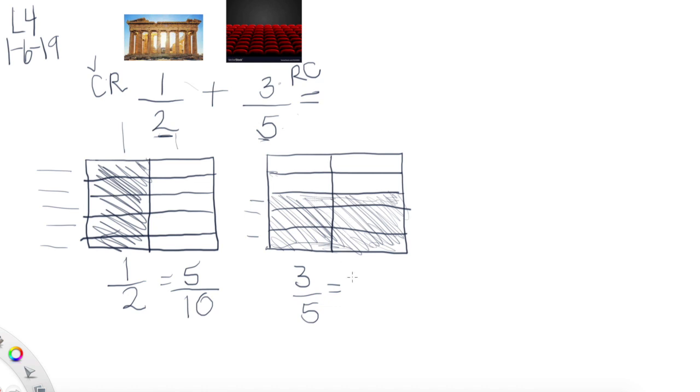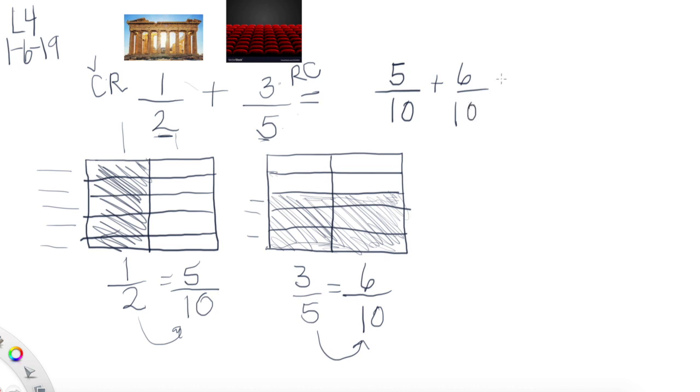1, 2, 3, 4, 5, 6 out of how many boxes total? Well, 1, 2, 3, 4, 5, 6, 7, 8, 9, 10. Beautiful. So now we've shown that 1/2 is equal to 5/10, and 3/5 is equal to 6/10. Now we can get down to some addition by rewriting our fractions with their new and improved common denominators. So now our expression is 5/10 plus 6/10.